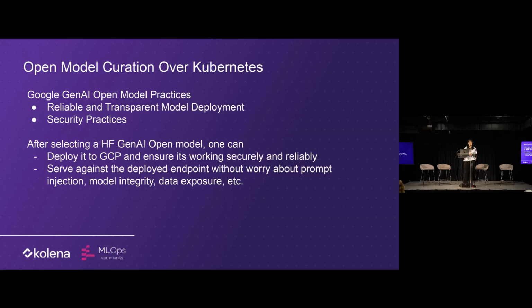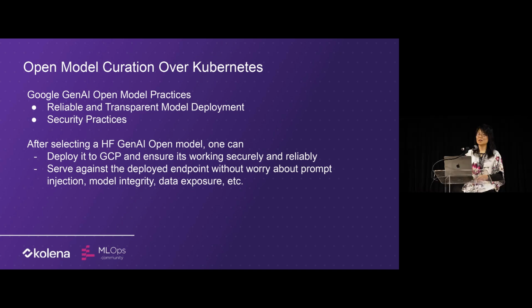So next, what about my experience at Google when I enabled open models on Google Kubernetes infrastructure? Let's think about a user story. You're an application developer or a machine learning engineer. You go to Hugging Face and you find an open model, first of all. Then secondly, you want to deploy it to Kubernetes.